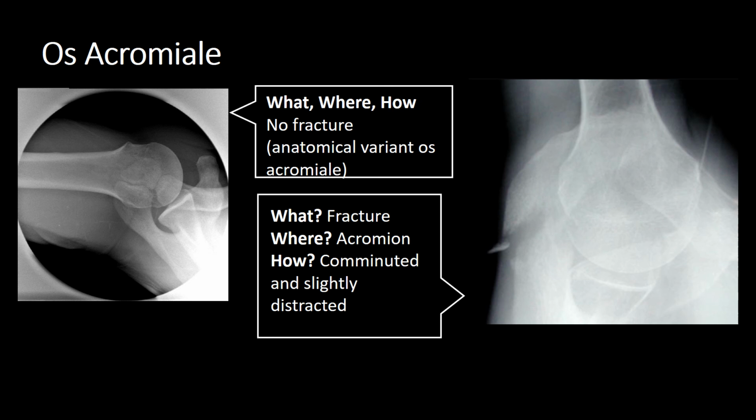So on the left, what, where, how? No fracture. Anatomical variant, os acromiale. On the right, what is it? Fracture. Where? Acromion. How? Comminuted and slightly distracted.